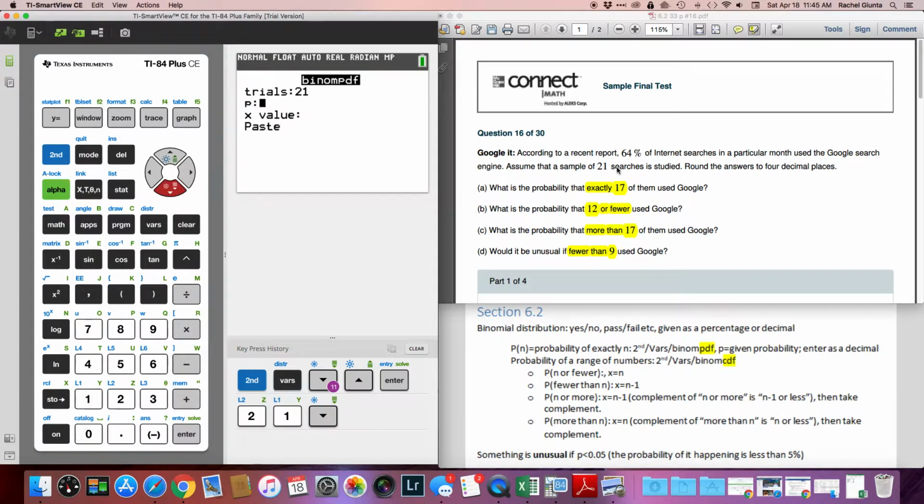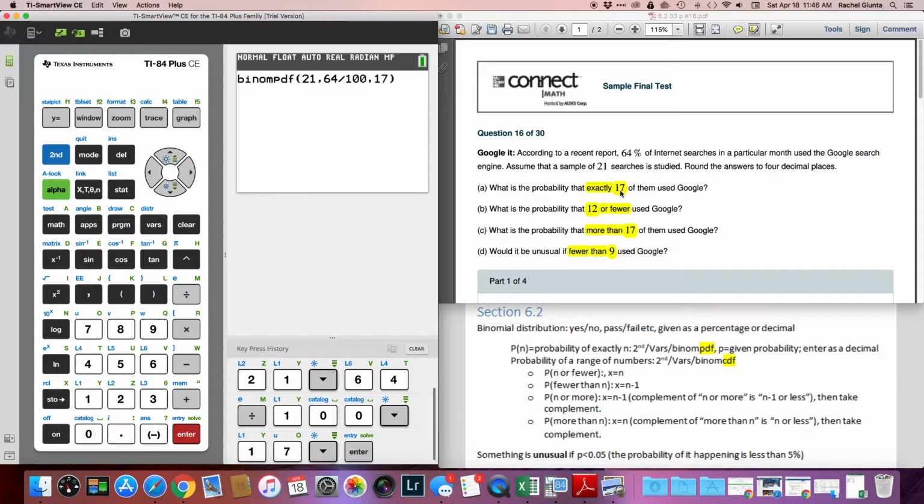P is the number that is usually given as a percent, but you need to put it in here as a decimal. So you can either recognize that 64% is the same as 0.64, or if you're not confident with that, then you can enter it here as 64 divided by 100. The x value is always going to be given in the problem part, and so here it's 17. Paste means you have to hit enter twice to get your number, and again you're always going to get a number because it's a probability. It's going to be 0 point something.